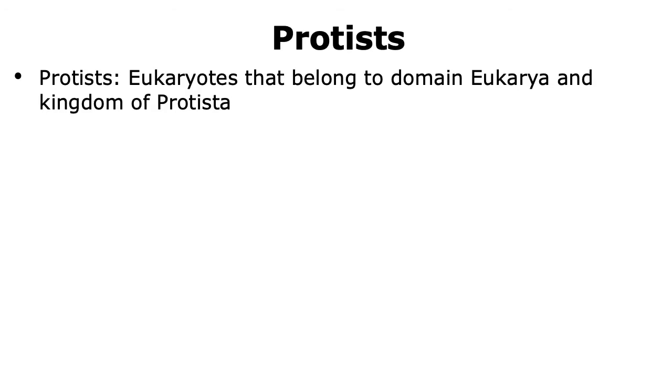Protists are organisms that evolved from archaebacteria, and they are eukaryotes that belong to the domain of Eukarya and the kingdom of Protista. They mostly comprise unicellular organisms, even though there are some multicellular members. And it should be noted that Protista is the most diverse kingdom. It's considered the most diverse kingdom because of the variety of organisms that are present in it.